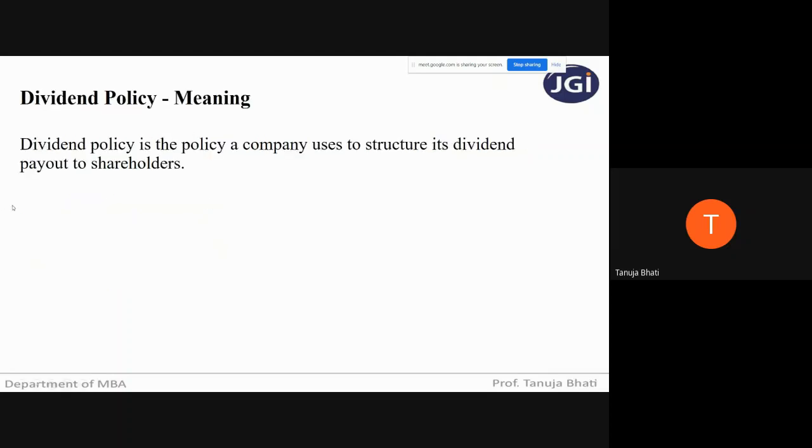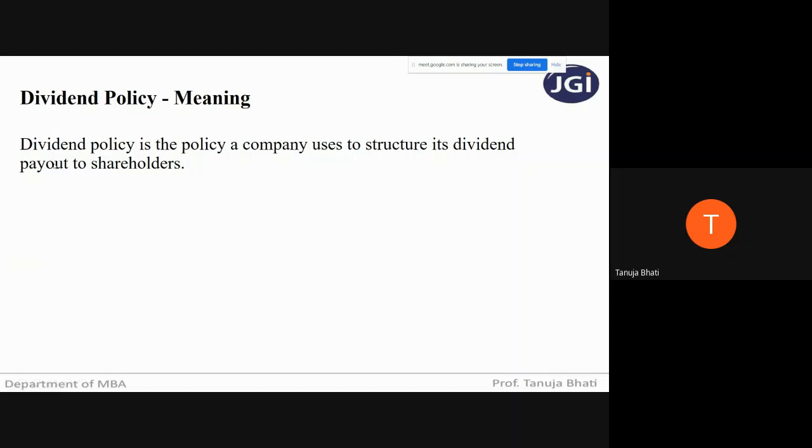Next, dividend policy. Now let us know what is the meaning of dividend policy. Dividend policy is a policy a company uses to structure its dividend payout to the shareholders. Students, what is dividend payout? Dividend payout is nothing but dividend payment to the shareholders.